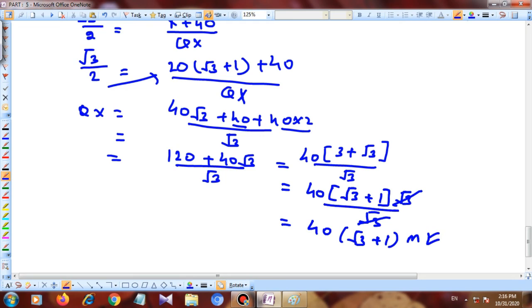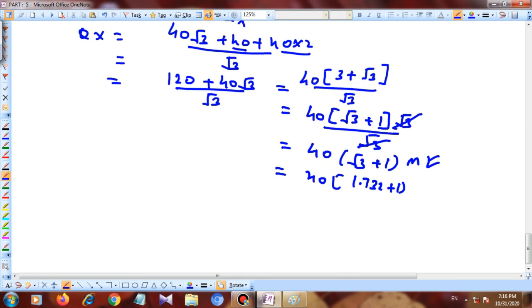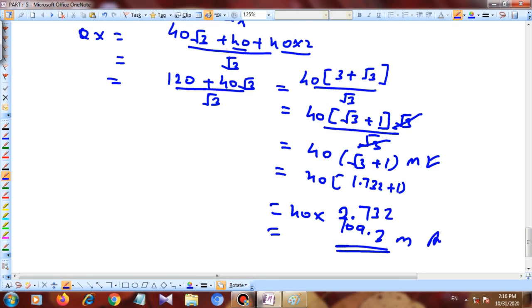So QX is 40 (root 3 plus 1), or 40 (value of root 3 is 1.732, plus 1). So this will become 40 into 2.732. So this is approx 109.3 meter. That's your required answer.